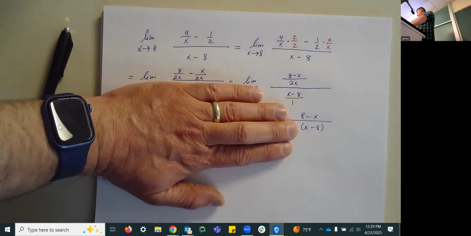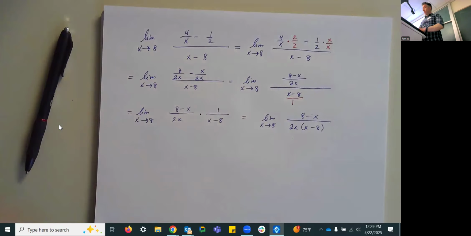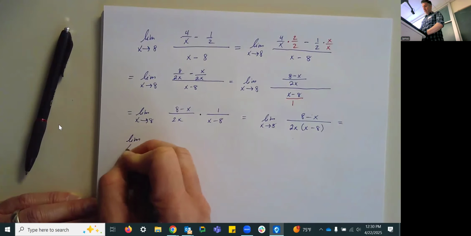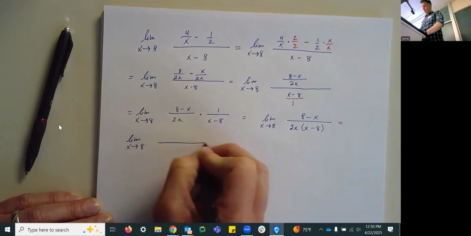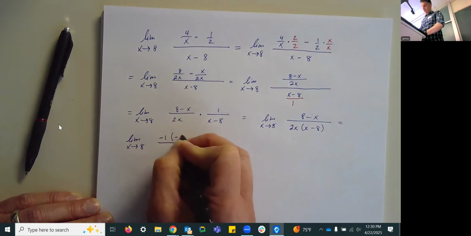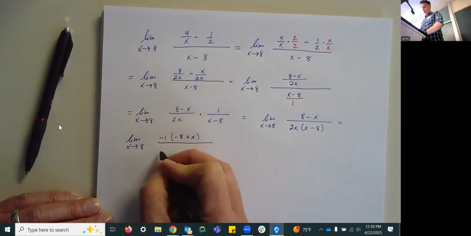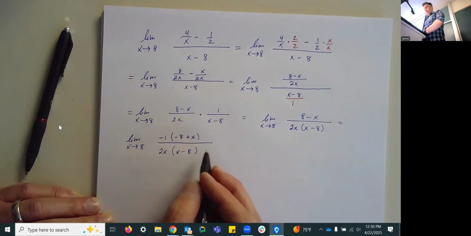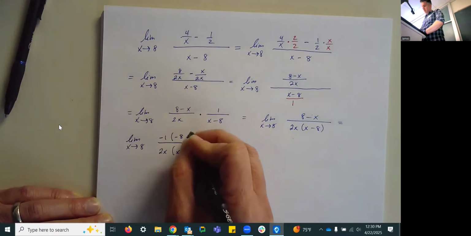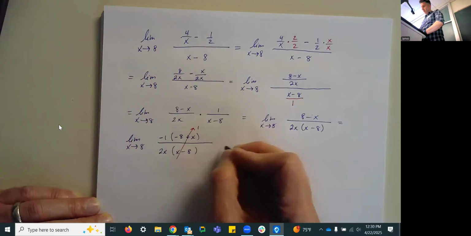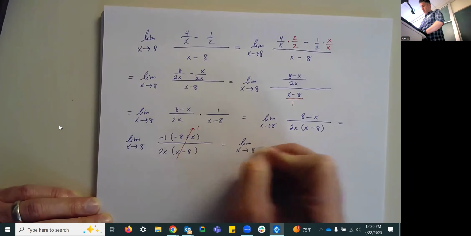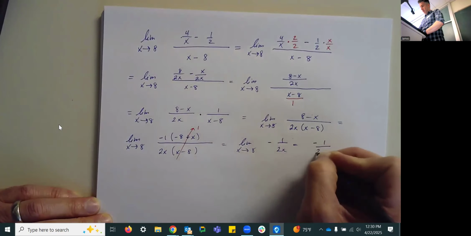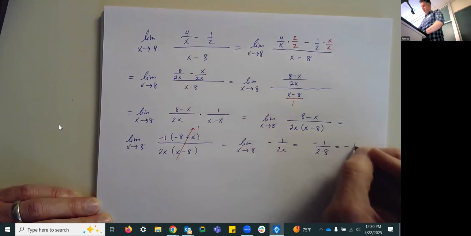If you don't like that, that is okay. You can take a slightly longer route and say, well, I really would prefer just to factor out a -1 from the numerator and rewrite it as the limit as x approaches 8 of, in the numerator, -1 times -8 plus x divided by 2x times x minus 8. -8 plus x is the same as x minus 8, so those do divide to 1. So we're left with the limit as x approaches 8 of -1 over 2x. And then we plug in, we no longer write the limit. We get -1 over 2 times 8, which is -1 over 16.